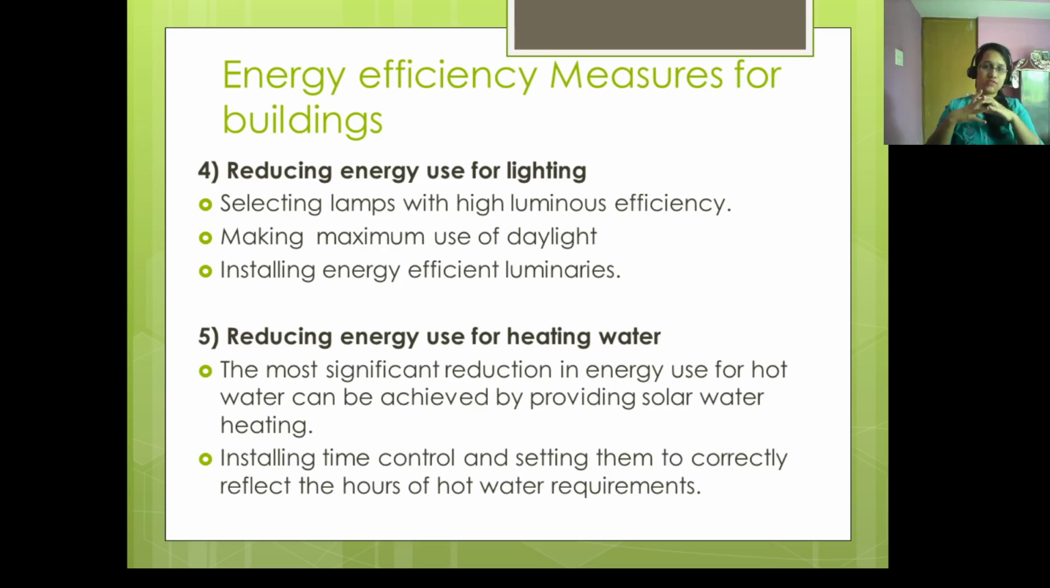Coming to the next, reducing the energy used for heating water. We can achieve this by installing time controls and setting them to reflect the hours of hot water requirements. Whatever the hours of hot water requirements are, install the time control and set them accordingly. Now the most significant reduction in energy used for hot water can be achieved by providing solar water heating. By using solar water heating, a significant reduction in energy can be achieved.